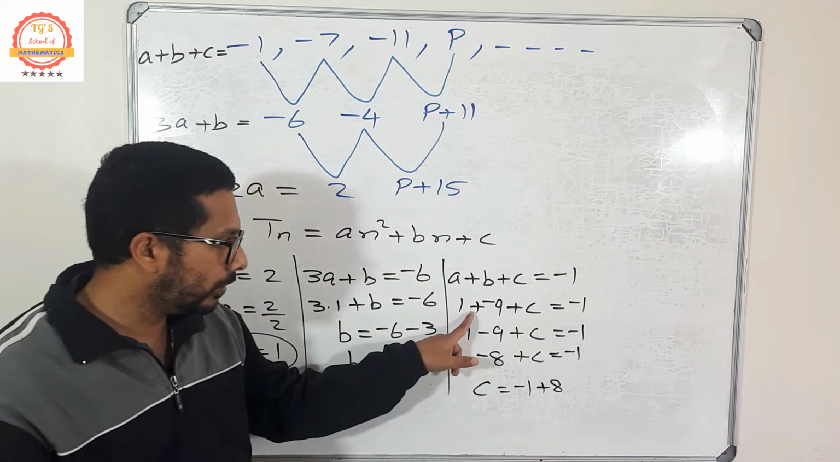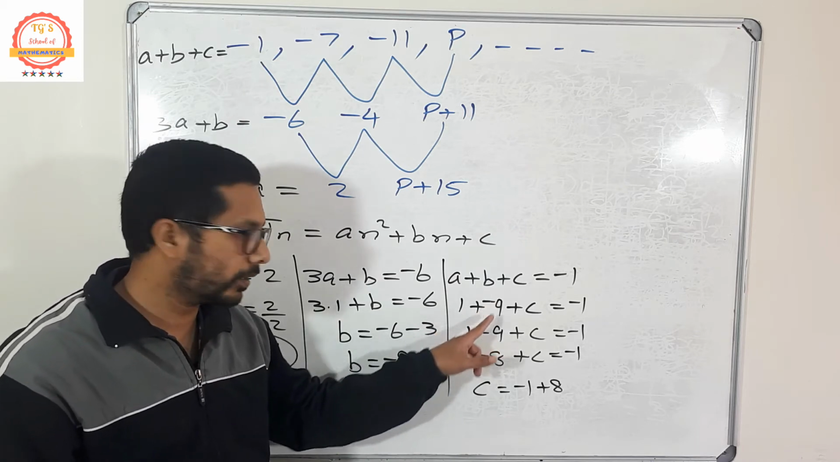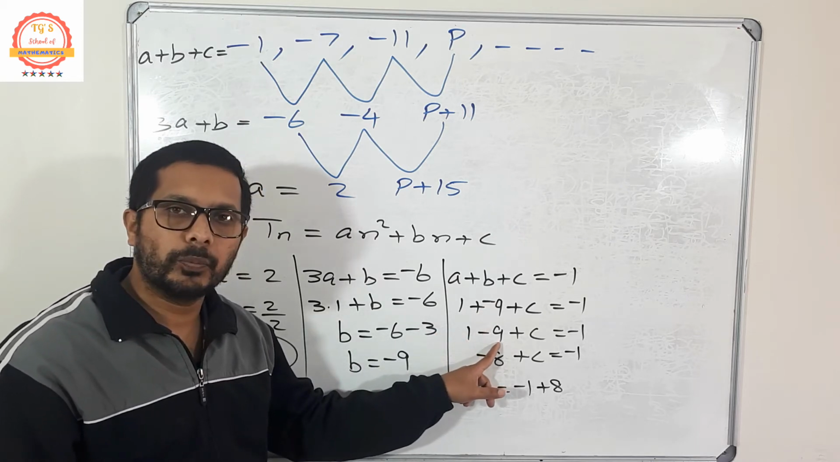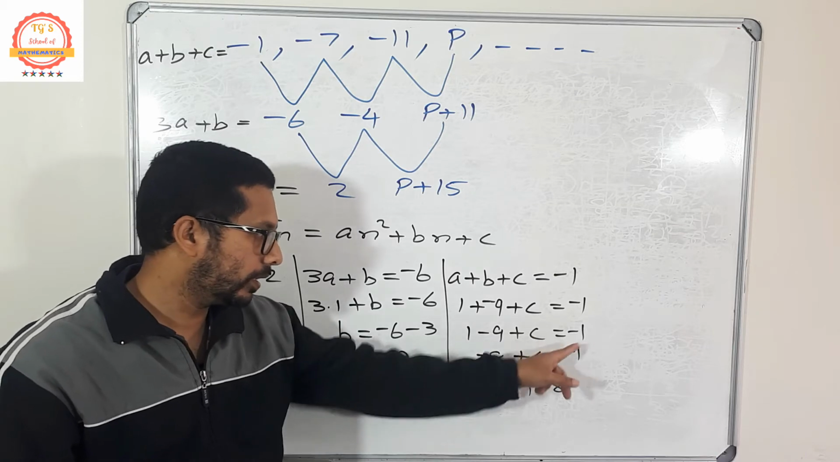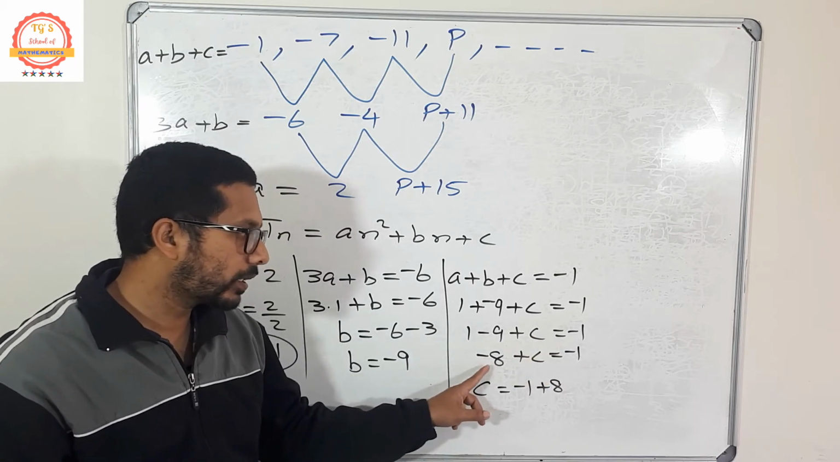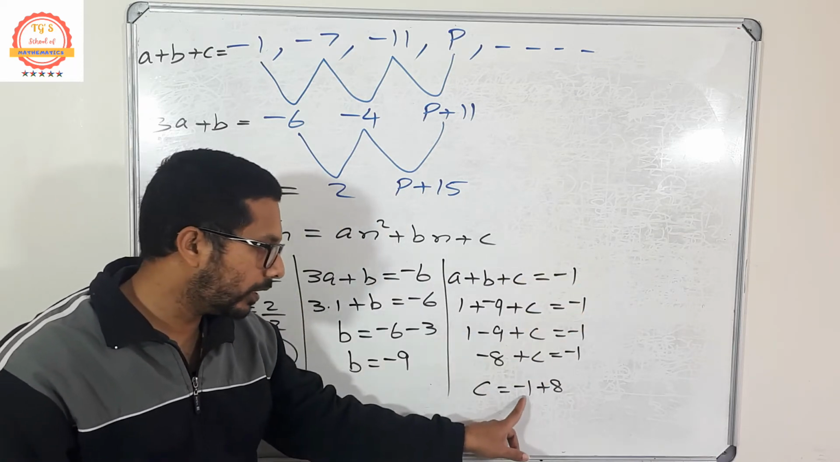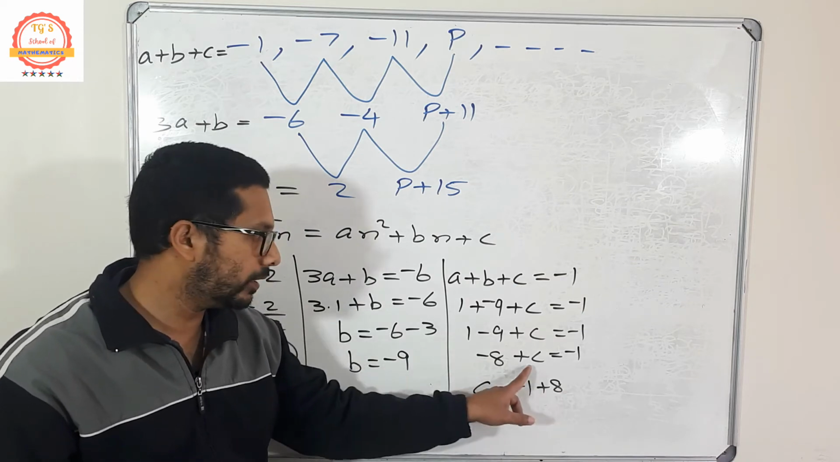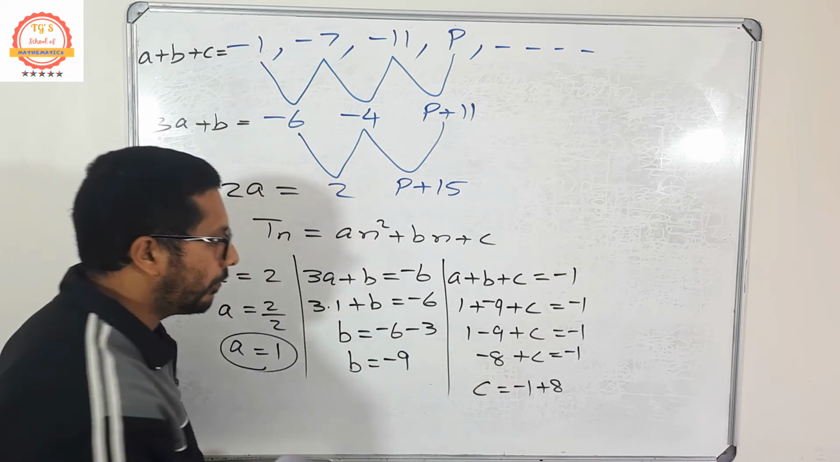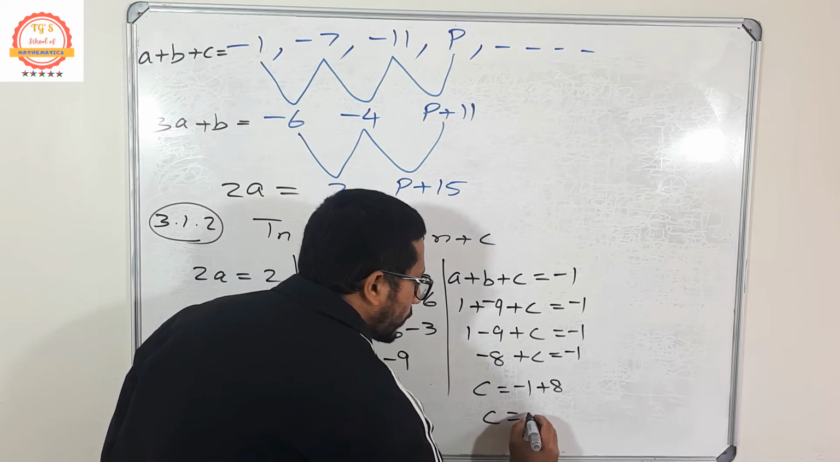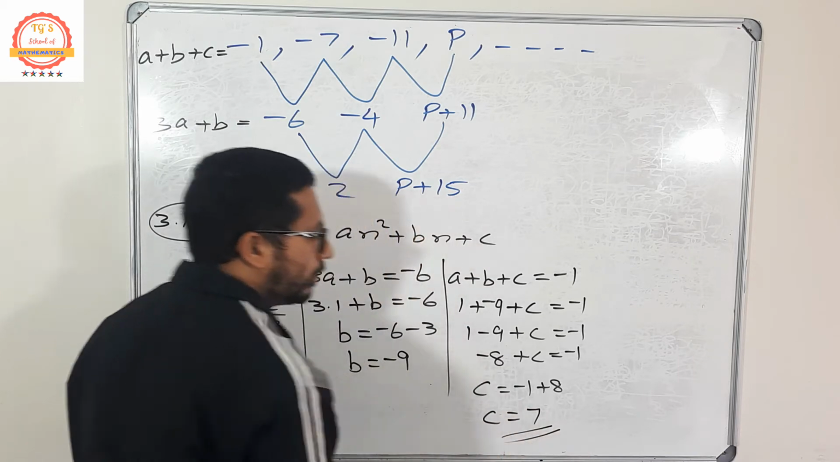So look at it once more. This plus into minus is minus. So 1 minus 9 is minus 8 plus c is equal to minus 1. Now take this minus 8 to the other side. So it is minus 1 plus 8. That is this c. So from there, what is c? Minus 1 plus 8, that is 7.